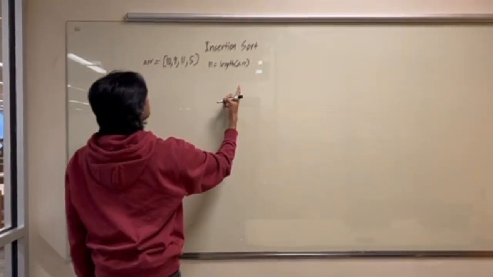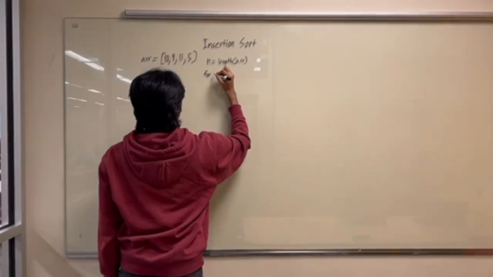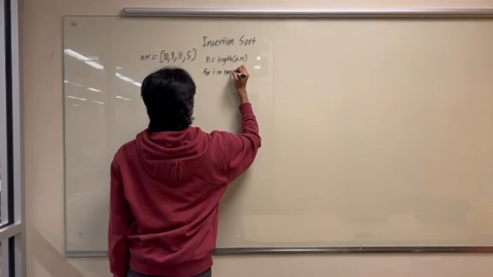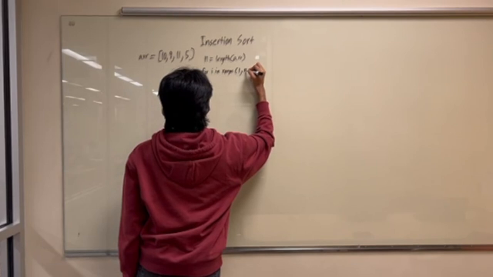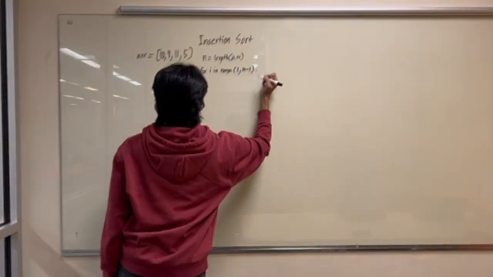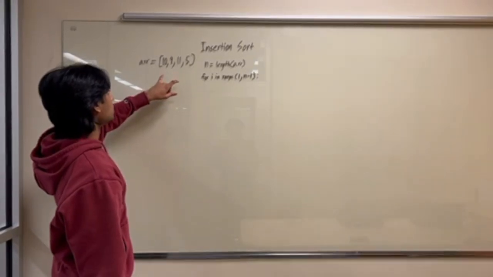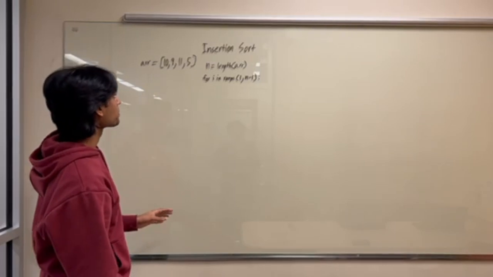Okay, so now we take a for loop, and we want to do, so for i in range 1 to n minus 1. And the reason we do 1 here is because with insertion sort, we assume that the first element of the list is already sorted, so we don't touch it yet.